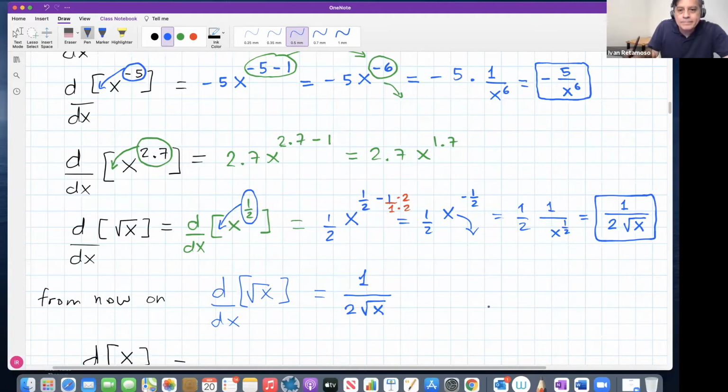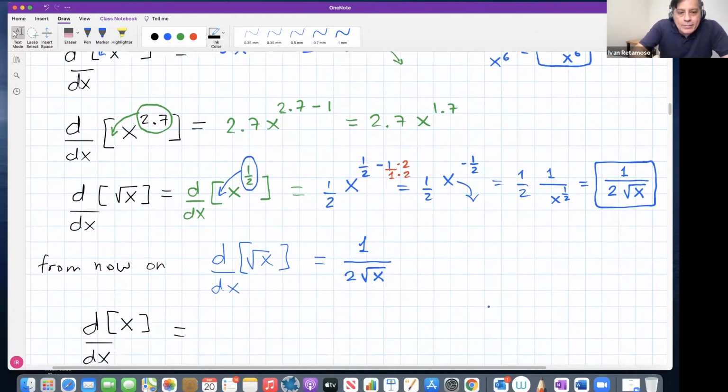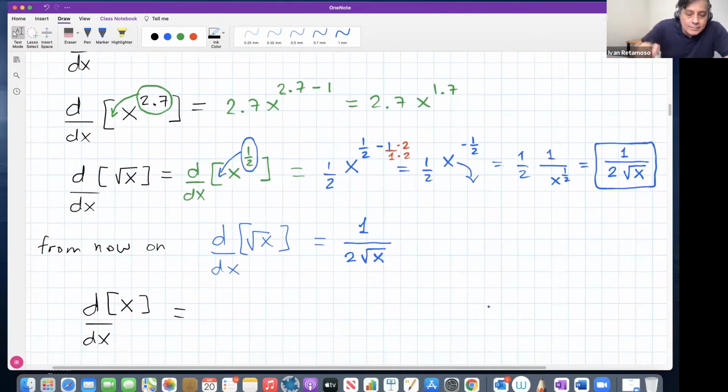Write it down somewhere. Okay, great. Now, one more example here. A tricky one, but well, let's do it, right? So what is the derivative of the identity function x? Identity function with respect to x.